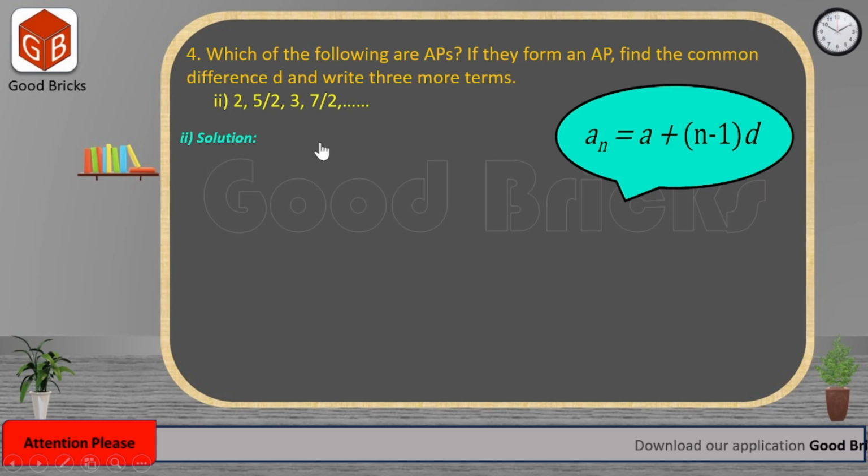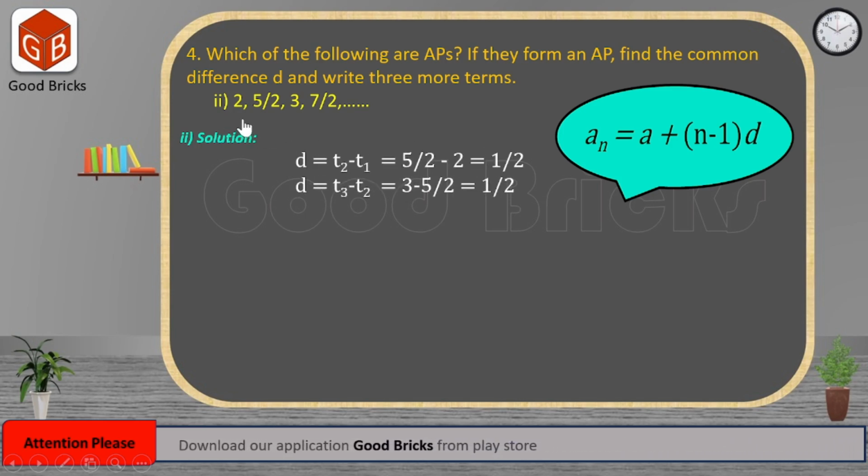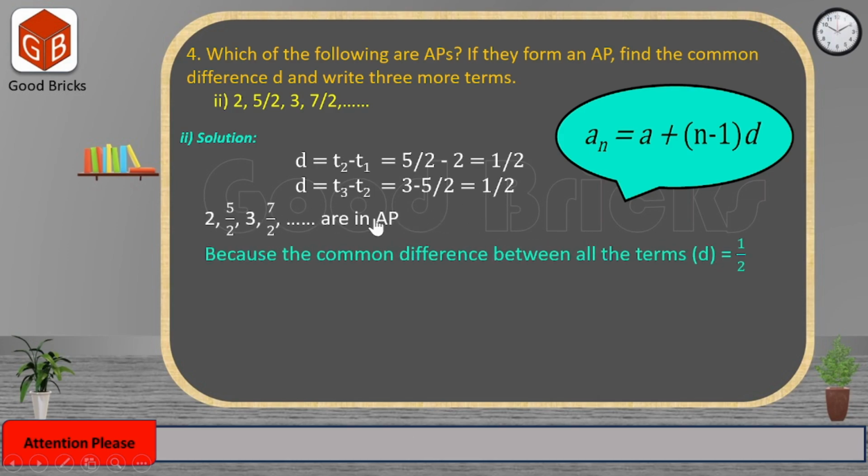Now let us have a look at this second bit and try to find the common difference between any two consecutive terms. Now we got the same answer, meaning between the second and first, and between the third and second, we got the same difference. So we can say that this series forms an arithmetic progression because there is a common difference. And how much? 1 by 2.